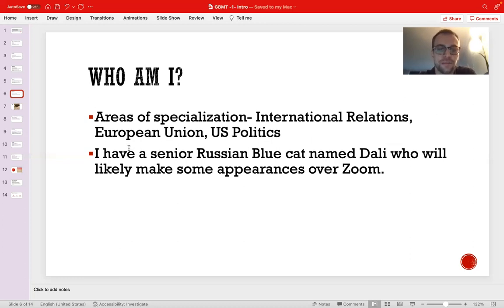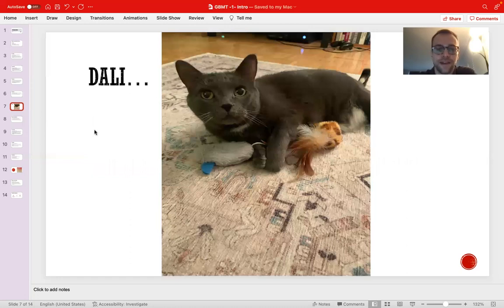I also have a senior Russian blue cat named Dali, who will likely make some appearances over Zoom because she can't keep to herself and she'll often invade my space, especially if I'm speaking with you. So you can look forward to brief appearances from Dali. And here's a little picture of Dali.